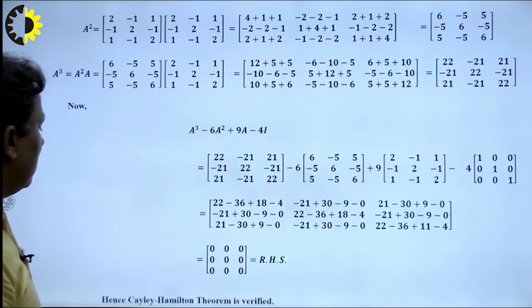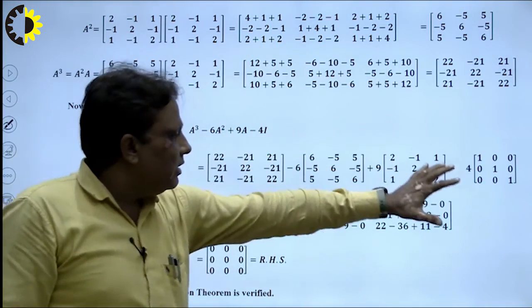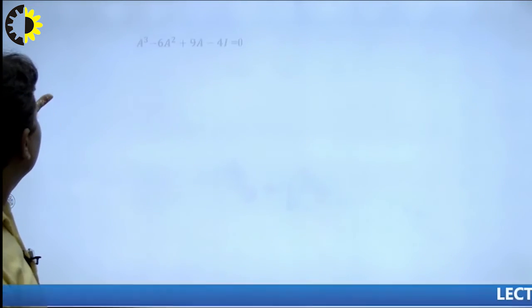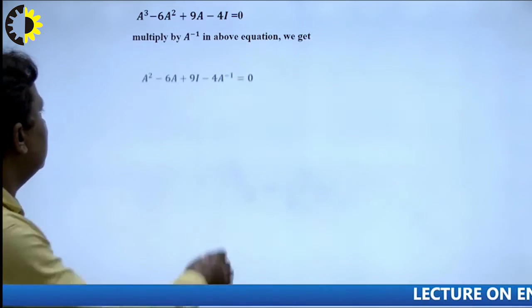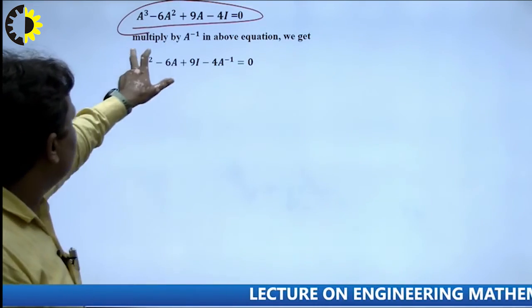In this way we find all the values and the Cayley-Hamilton theorem is verified. So this is very easy but lengthy to calculate, right. In this way we find the inverse of the square matrix. How to get it? This is our Cayley-Hamilton equation which is satisfied; just now, multiply it by A inverse.